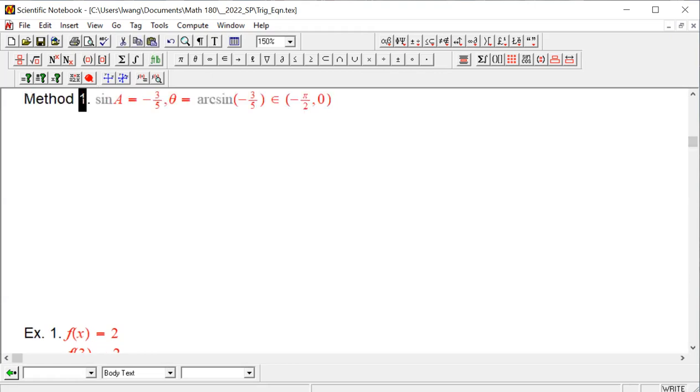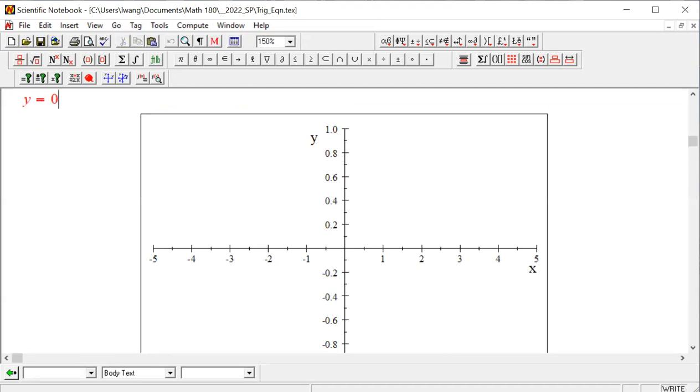Method two, using definition. We're going to use definition. The reason we want to use this is because these methods can be used in the case that we have a non-special case. It's very important that you know how to handle it.